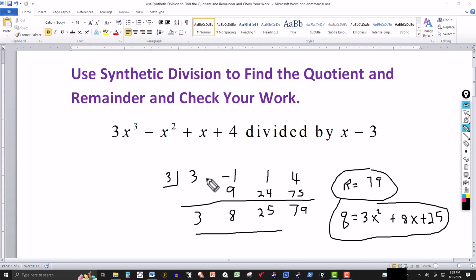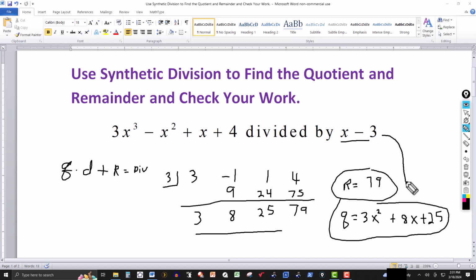Now if you wanted to check your work, you could take the quotient and multiply it by the divisor, and then add the remainder to that. So basically then the quotient times the divisor plus the remainder is equal to the dividend. So let's check it out here. So this is your divisor right here, and of course this is your dividend, what we started off with.